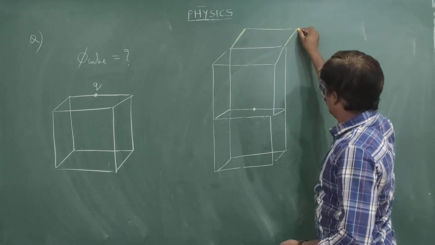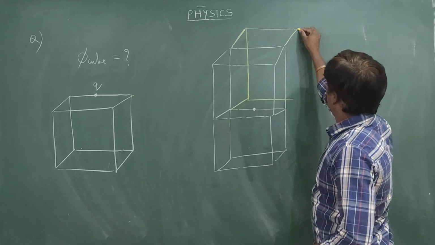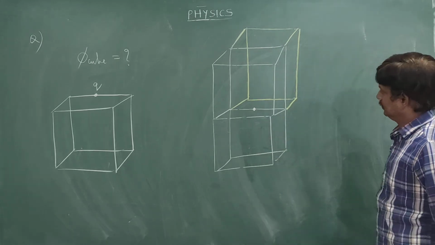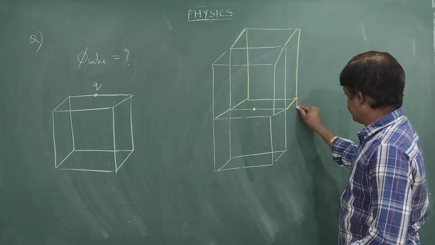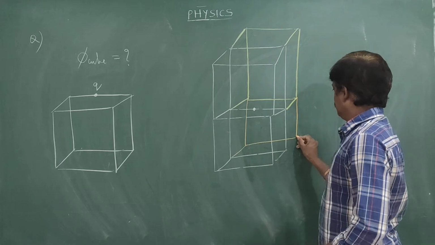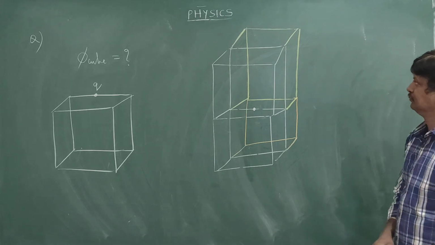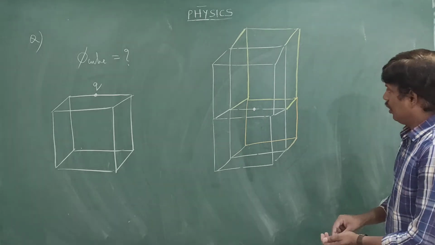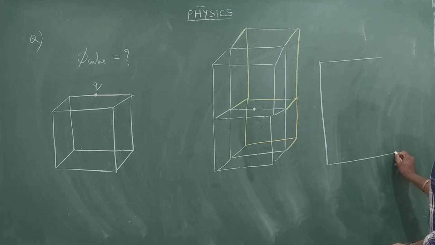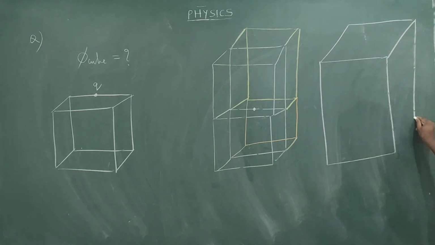It's a little bit difficult to draw it. On the back side, I can imagine one more cube like this. Is that clear? Or how can you draw? We draw one rectangular box like this.